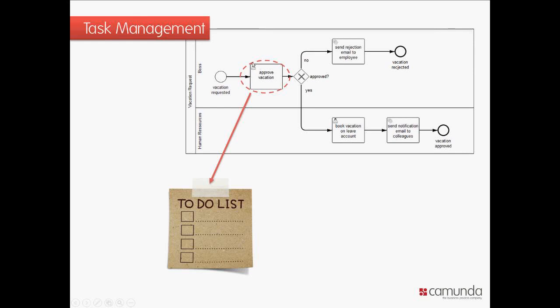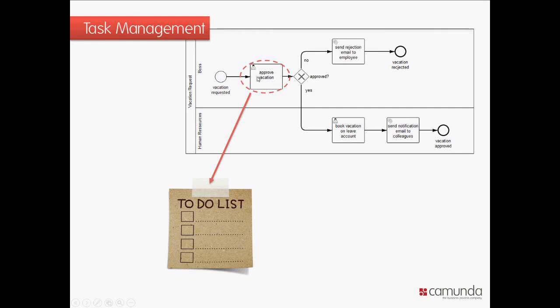Human task management is now about the user task. So in BPMN, this is called the user task. That basically means a real human, somebody should do that. So the process engine steers the process. So when you request vacation, a process instance is started and it's controlled by the engine. But the approval is done by you.